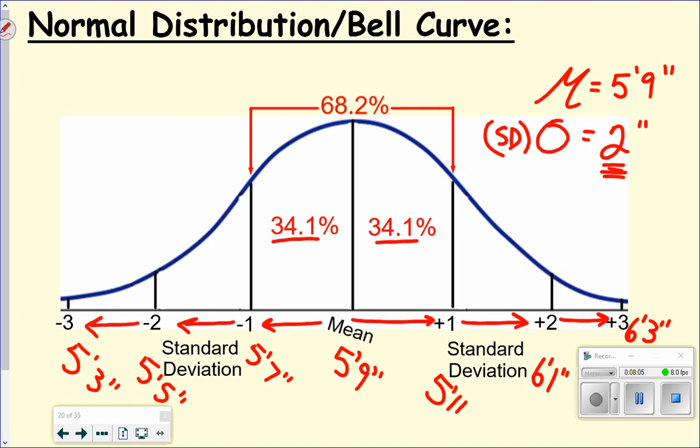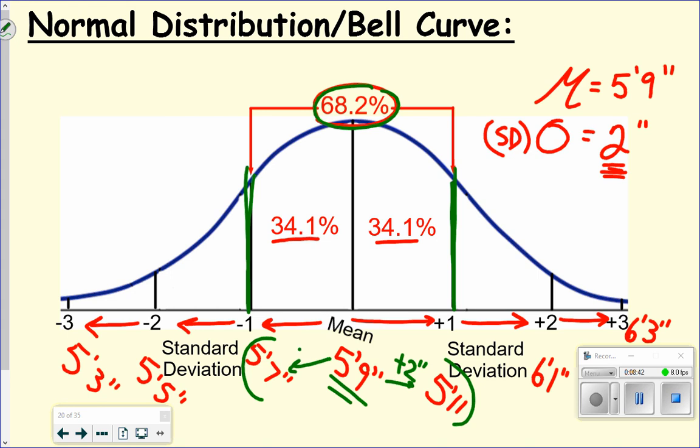Now, what is the big deal about the 68.2%? Out of all the people your doctor measured, 68.2% of them are going to fall within 1 standard deviation of the mean. So 68% of them, roughly, are going to be between 5'7" and 5'11". That's what that represents. So if the average height is 5'9" and the standard deviation is 2 inches, I had to add 2 inches to go this way. I subtract 2 inches to go this way.